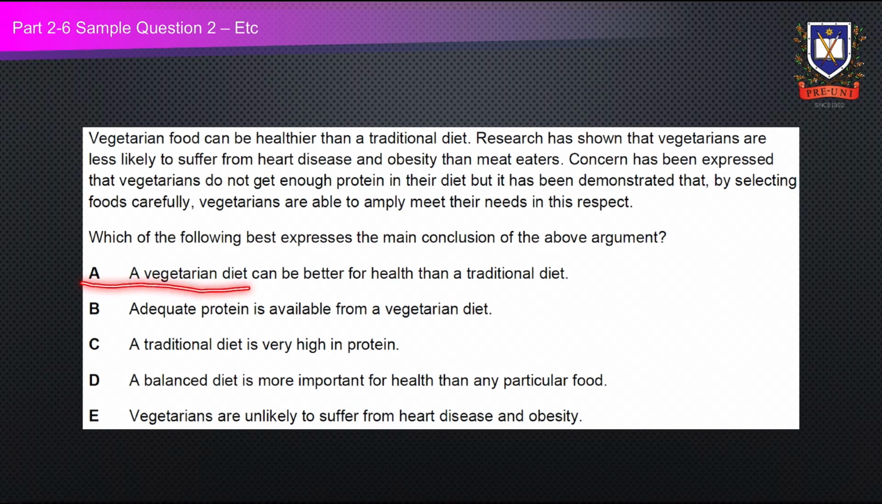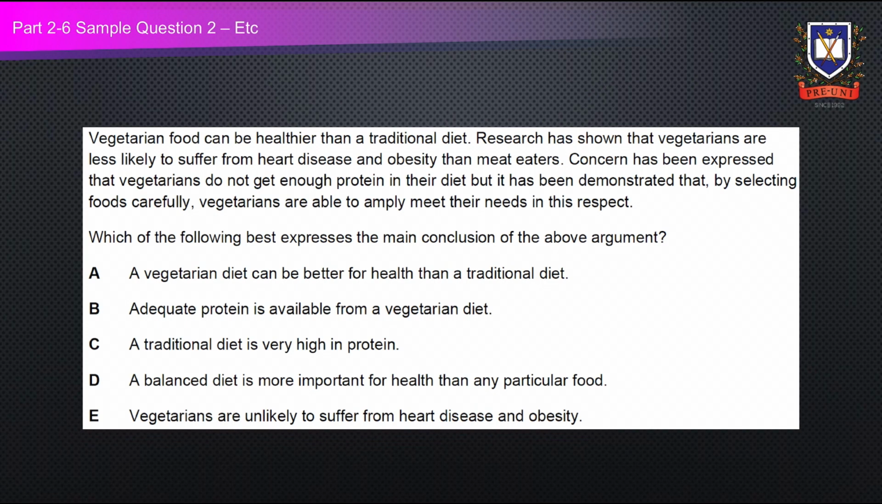A. A vegetarian diet can be better for health than a traditional diet. B. Adequate protein is available from a vegetarian diet. C. A traditional diet is very high in protein. D. A balanced diet is more important for health than any particular food. And E. Vegetarians are unlikely to suffer from heart disease and obesity. This question is an identifying the main conclusion question because it asks us to determine which option best expresses the main conclusion, and the answer options are all direct quotes from the argument.